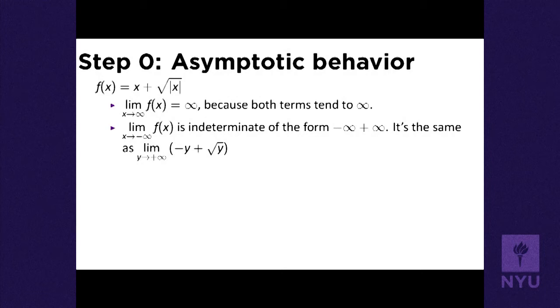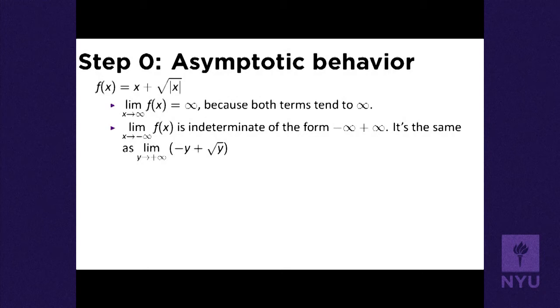Because as x goes to minus infinity, x, that first term in the sum, is going to minus infinity. But the square root of the absolute value of x is going to positive infinity as x goes to minus infinity. So what would the sum be? This is an indeterminate form of the form negative infinity plus infinity.